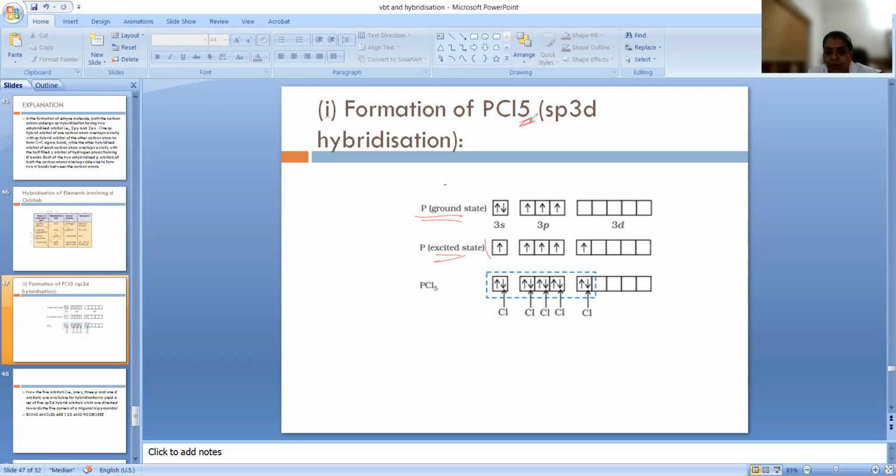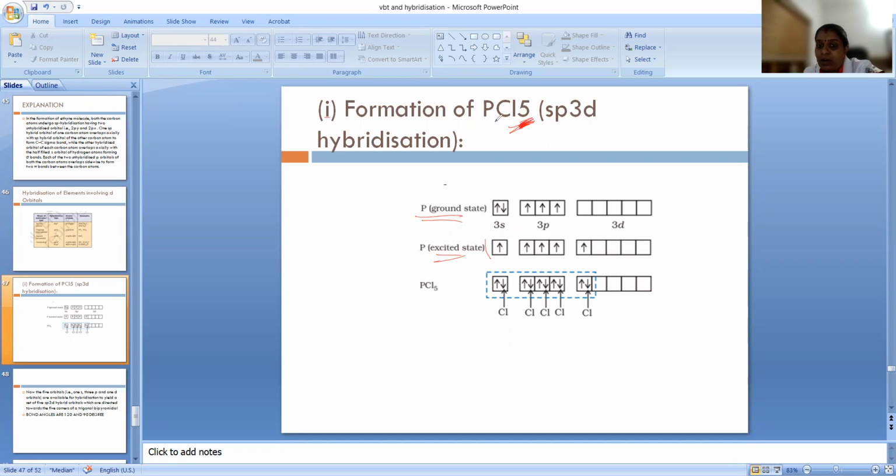We have 5 sigma bonds right here, so we need 5 hybridized orbitals. That is why we are making the availability of 5 hybridized orbitals by doing excitation. We are doing the excited state here, where one electron from the ground state is exciting. For what are we doing such an additional step? In order to get 5 hybridized orbitals.